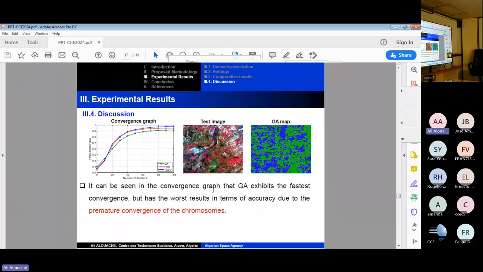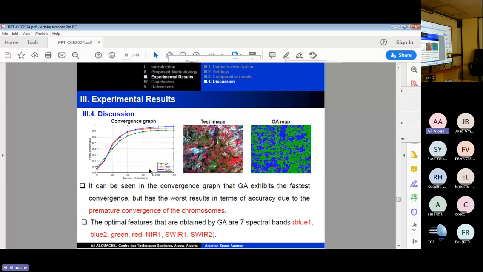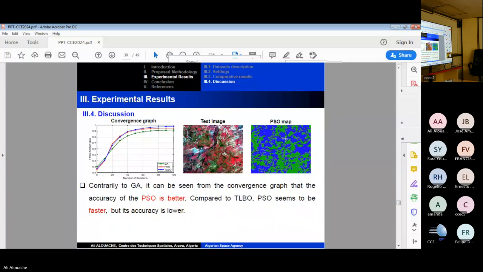It can be seen in the convergence graph that GA exhibits the fastest convergence, but has the worst results in terms of accuracy due to the premature convergence of the chromosomes. The optimal features that are obtained by GA are 7 spectral bands, which are blue 1, blue 2, green, red, near 1, SWIR 1, and SWIR 2. However, this optimal feature set is found not capable of separating the vegetation class very well in the GA map.